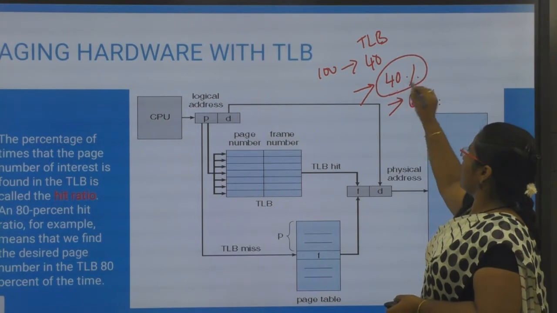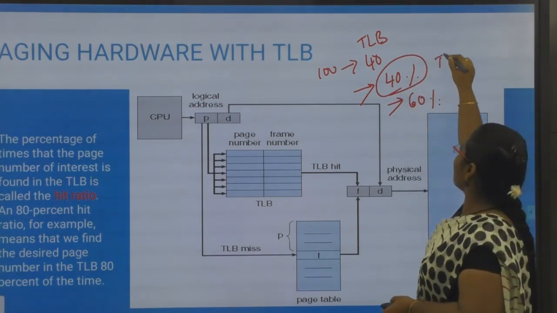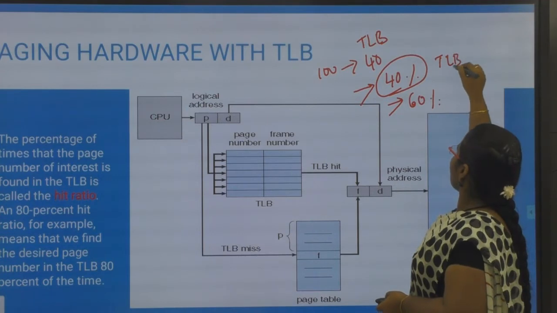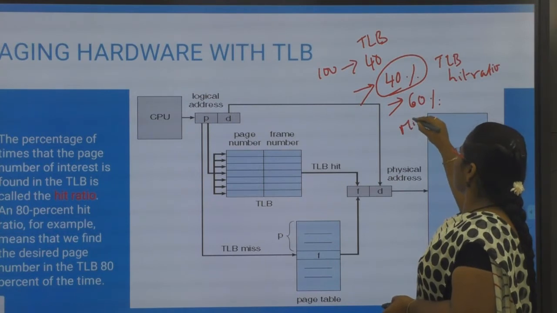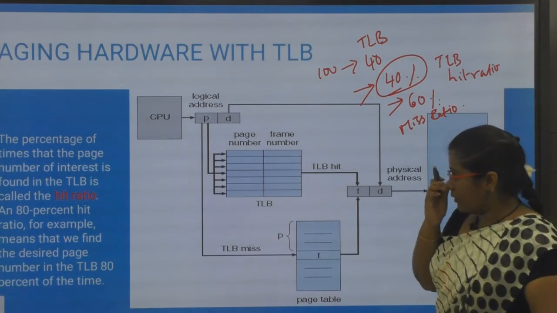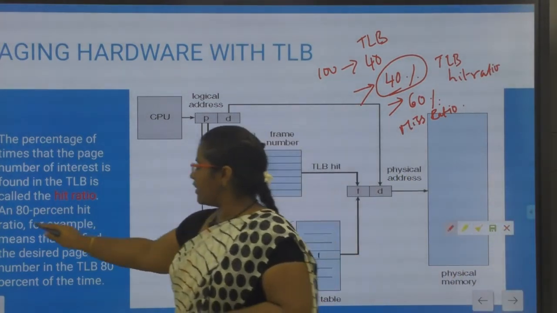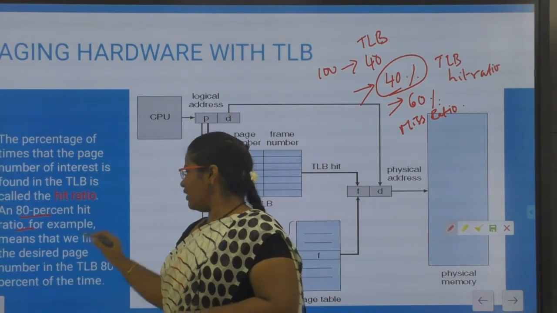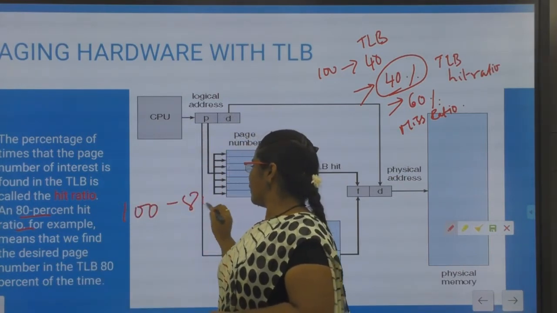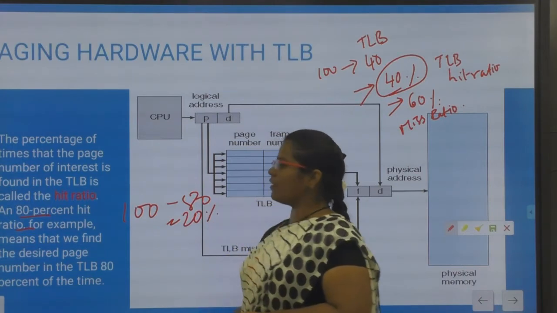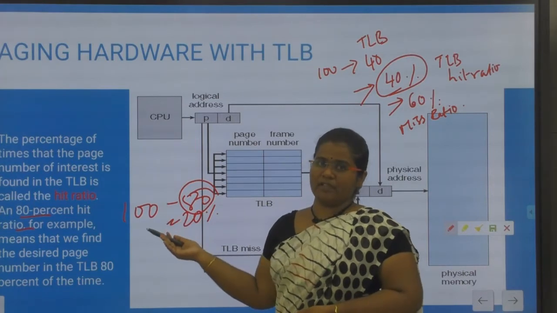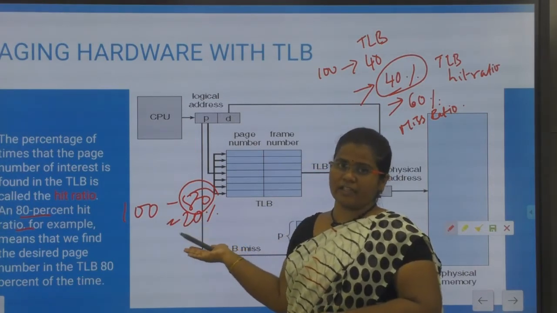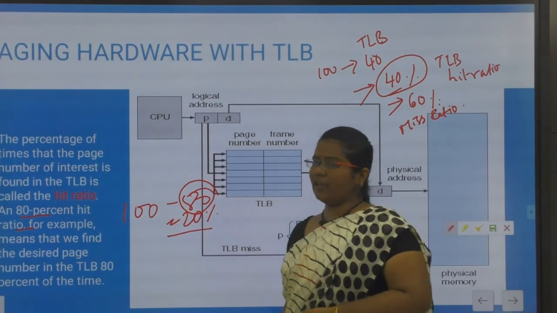This ratio in which the TLB hit can happen is called the TLB hit ratio, and this is the miss ratio. For example, if 80% is your hit ratio, then 100 minus 80, that is 20%, will be your miss ratio. Whatever hit ratio is given, if you subtract it from 100, you will get the TLB miss ratio.